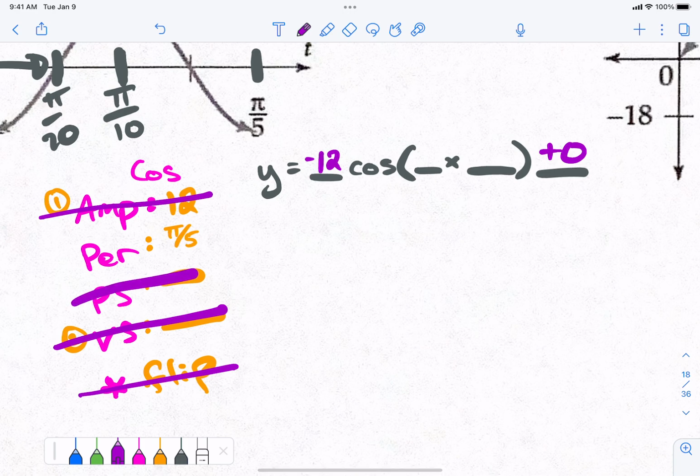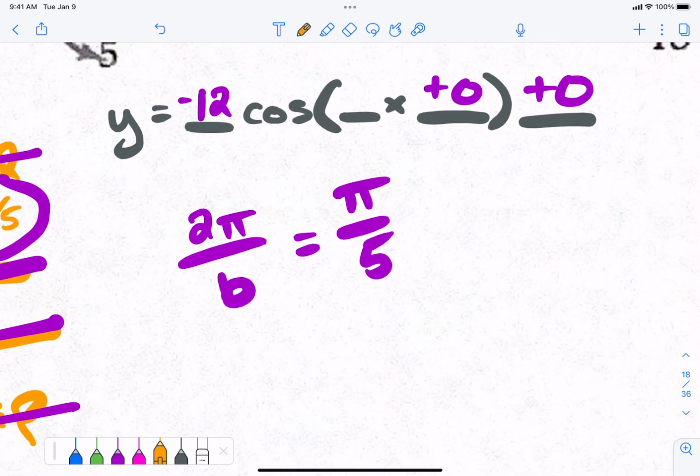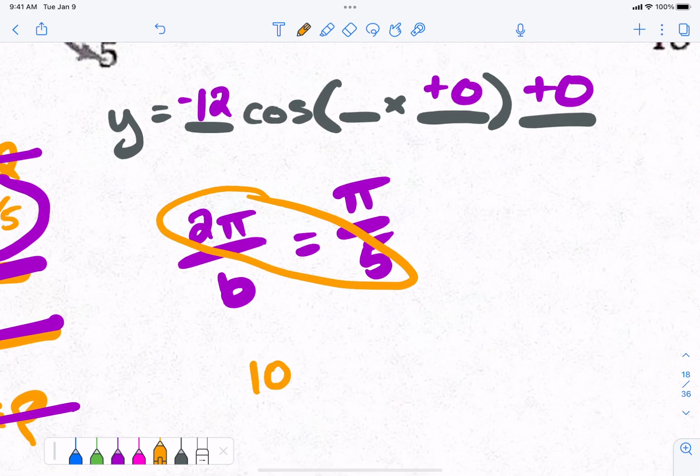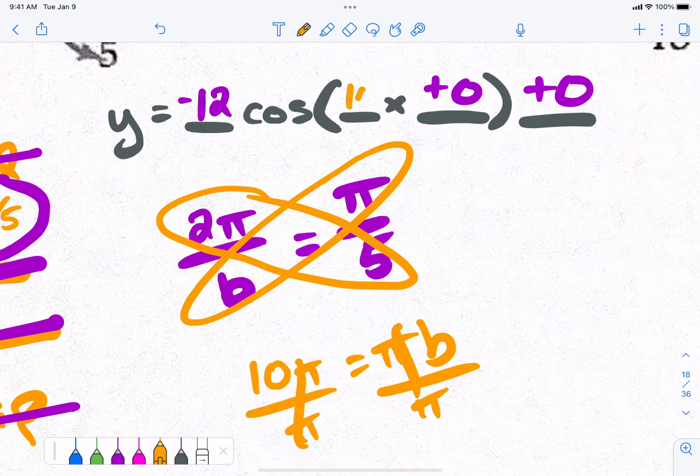We have no phase shift, which means the C is plus 0 as well. You don't have to put those plus zeros on the end there. The last thing I have to do is the period. How do you calculate period for cosine? 2 pi divided by b. And I want that to be equal to pi over 5. Now we solve for b. Cross multiply: that's 10 pi. B times pi is pi b. So divide by pi, and b has to be 10. So 10 goes here.